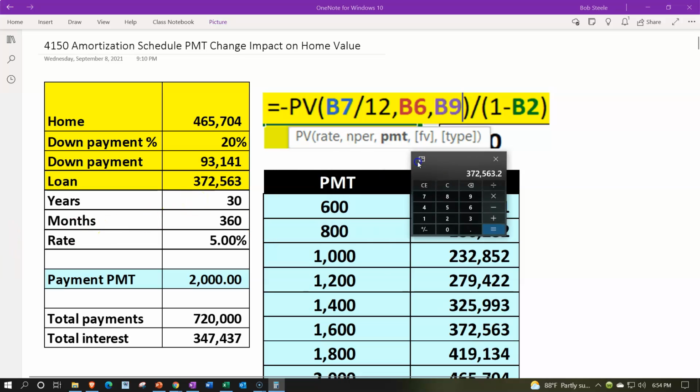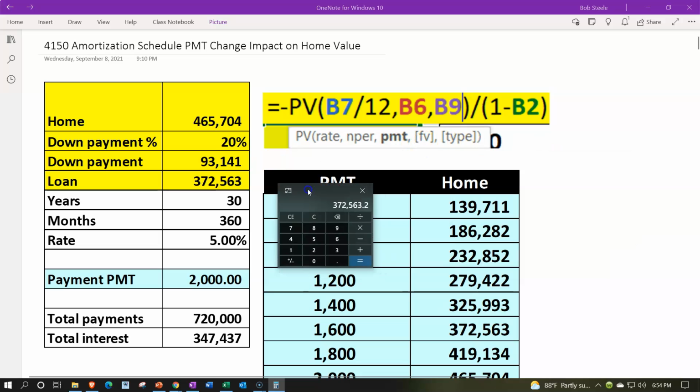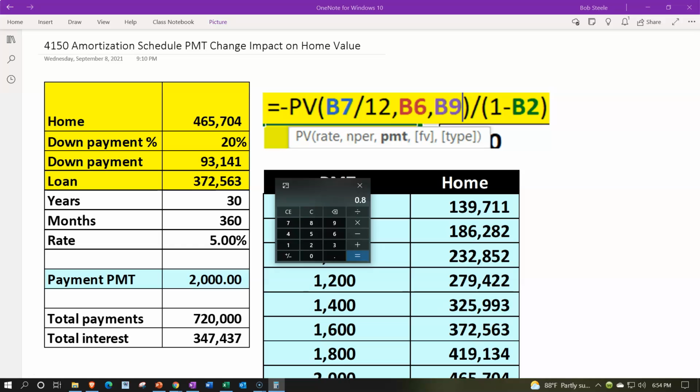So we would like to do that with a formula. So I'm going to divide by then, because I'm at the loan amount, I'm going to get back up to the home. So if I had the loan amount here, for example, of the 372,563 divided by 0.8, that should get us back up to the home value. So this present value up to this bracket would give us the loan amount. I need to divide it by 80%.